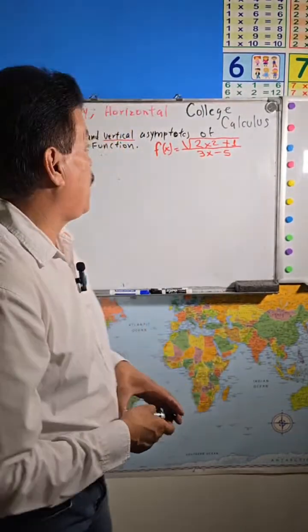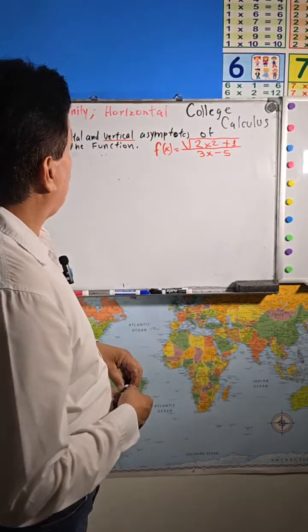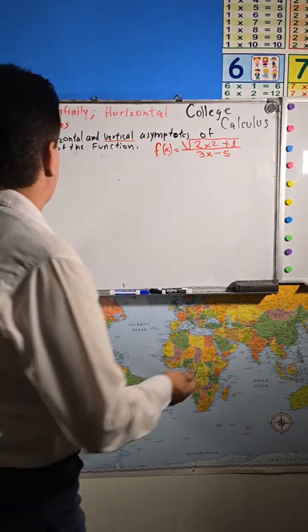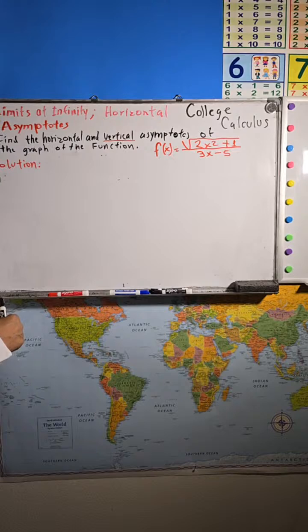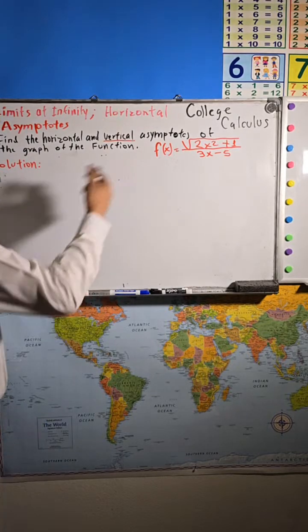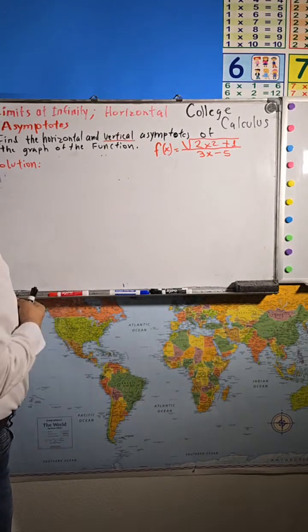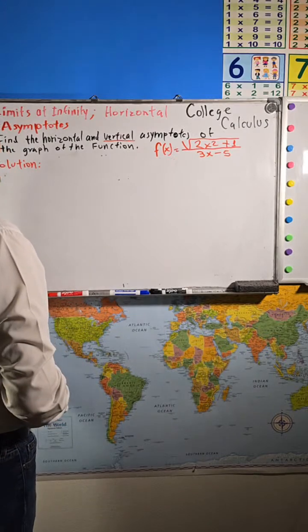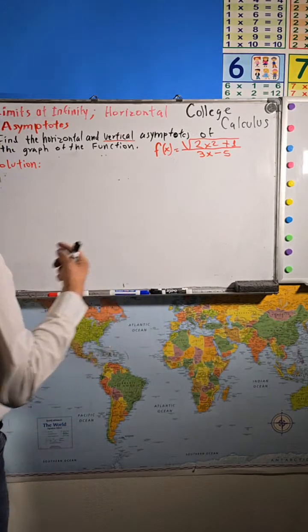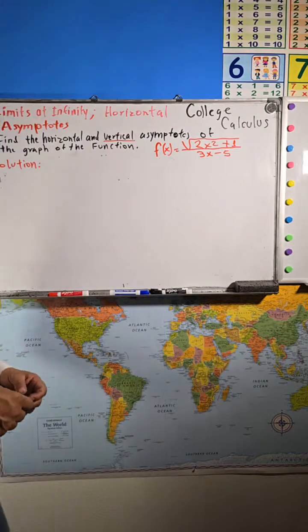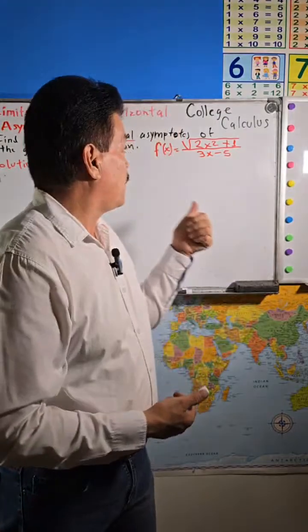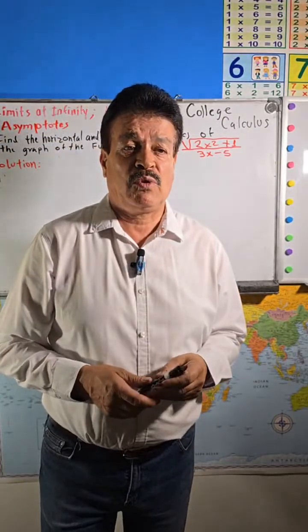I will teach you limits at infinity and horizontal asymptote. Our problem is: find the horizontal and vertical asymptote of the graph of the function f(x) equals the square root of 2x to the second power plus 1, divided by 3x minus 5. How do we solve this problem? How do we find the solution?